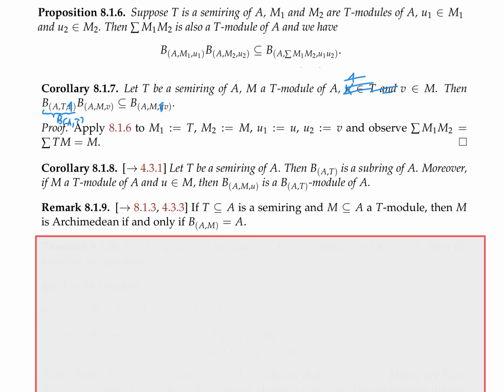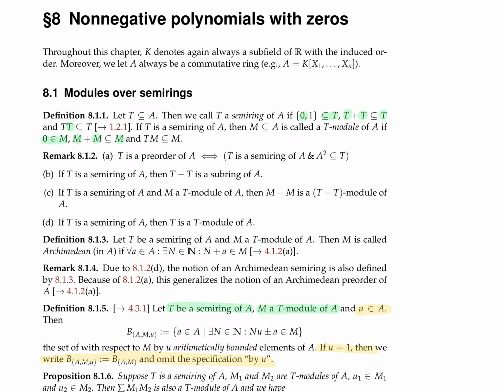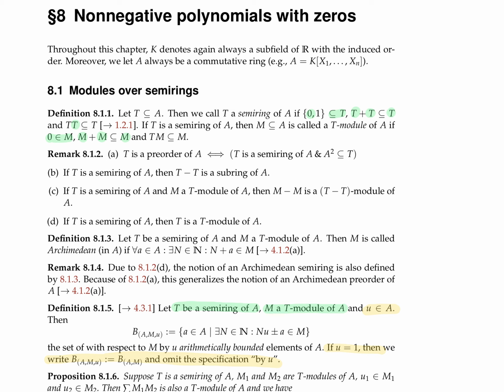Anyway, so remark. If T is a semiring in A and M is a T module in A, then M is Archimedean if and only if every element of A is arithmetically bounded with respect to M. In fact, I think there is some subtlety here, so I should say here with 1 in M. 1 does not have to be an element of such a T module, that's not required, but here I want to require it.